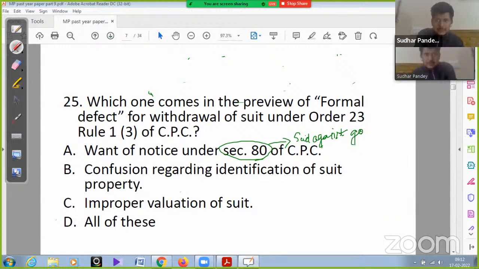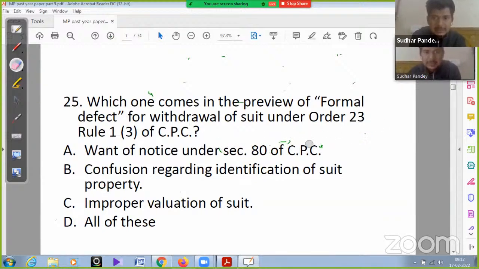What should be the correct answer for question number 25? Just let me know quickly. What should be the correct answer? Question number 25. Yes, its correct answer will be D, that is all of the above. D, that is all of the above.